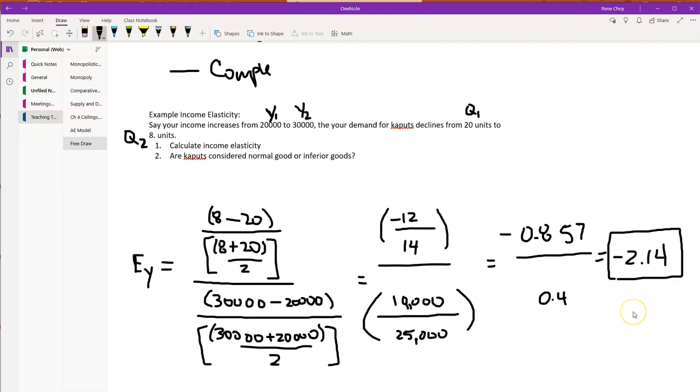Now remember, to figure out whether it's elastic or inelastic, we've got to take the absolute value. So the absolute value of negative 2.14 is 2.14. Because this number is greater than 1, we're going to say that this is elastic.